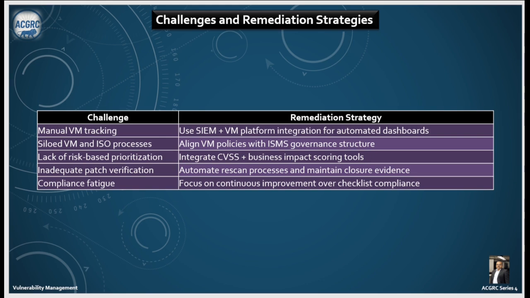The second challenge is poor asset inventory. Now, why does it happen? Well, organizations don't know what systems they need to protect. So, how do you remediate such a situation? Well, build and maintain a detailed asset registry, including shadow IT and cloud systems.